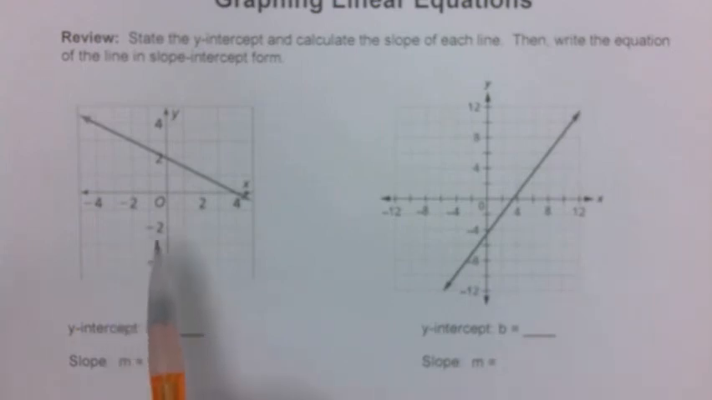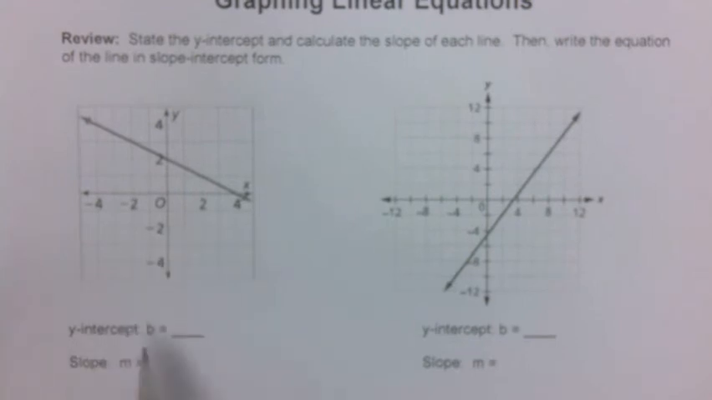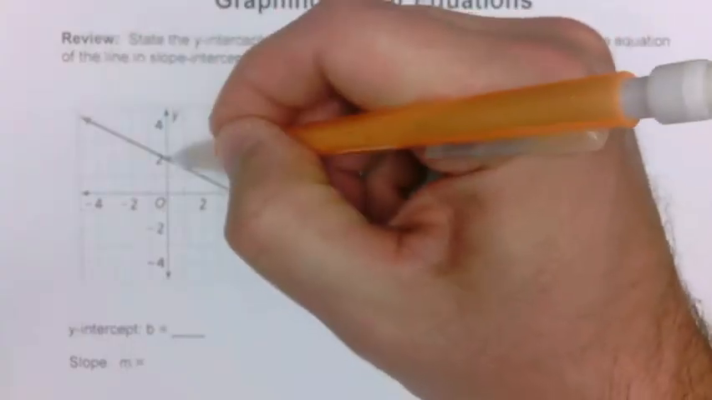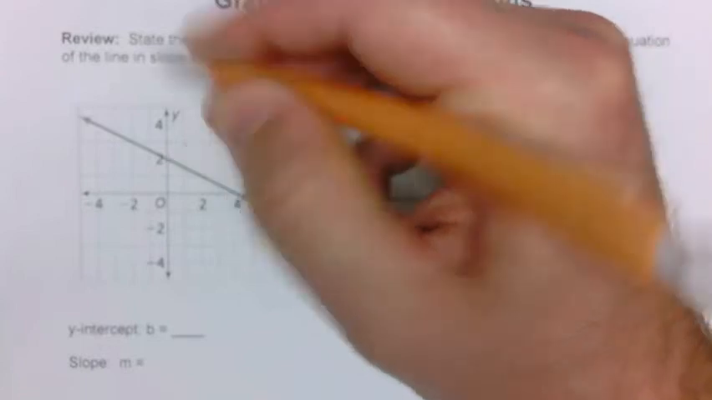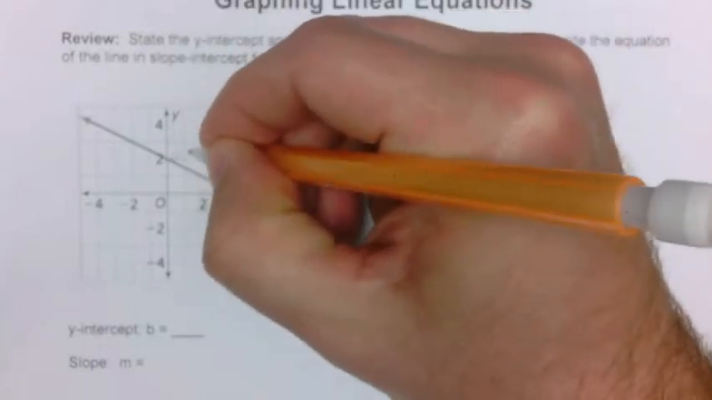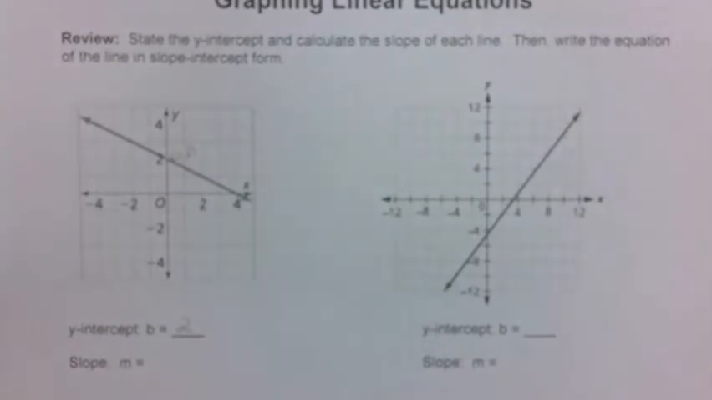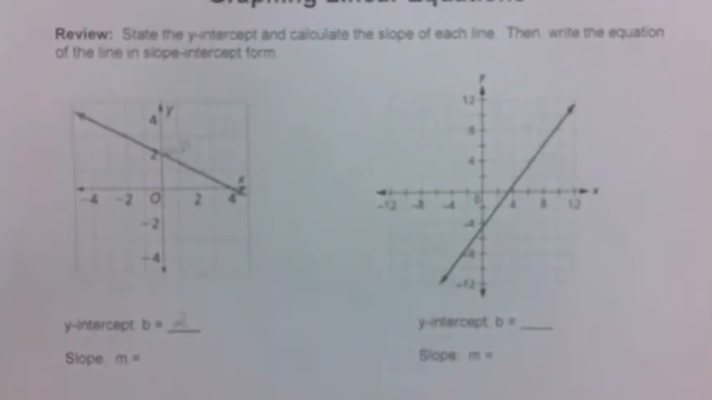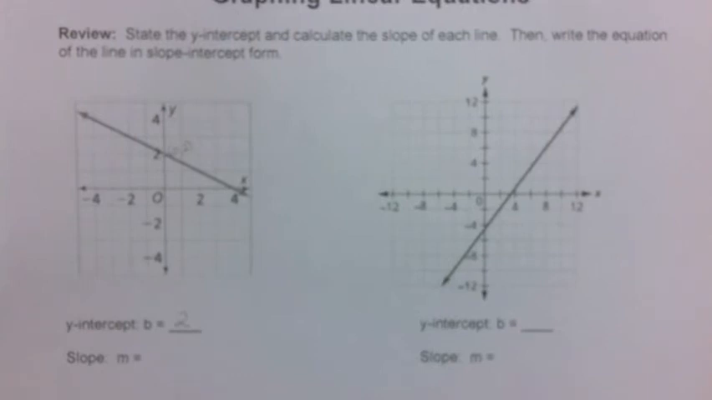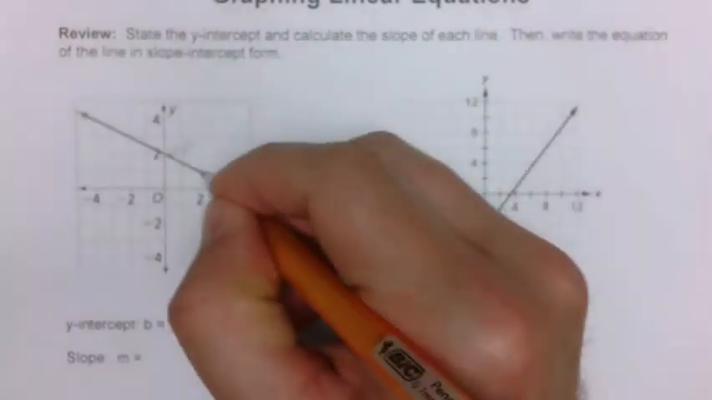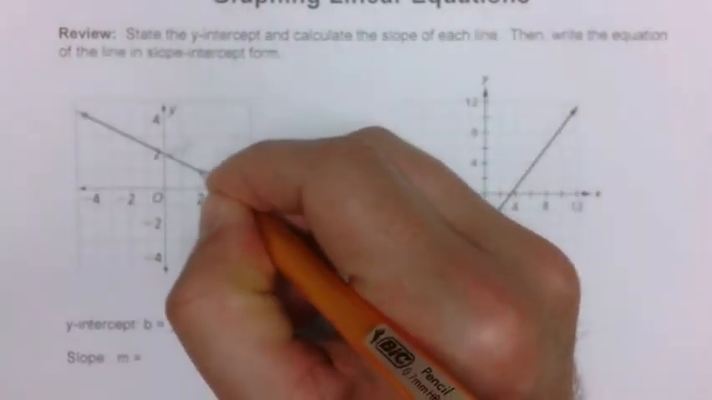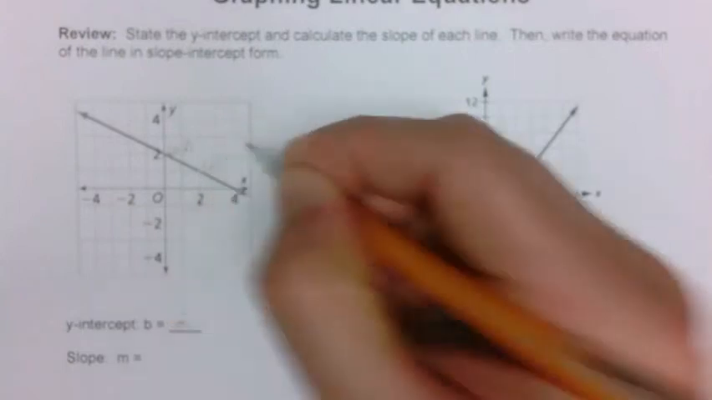So our first graph here, the y-intercept b, the line crosses the y-axis at this point right here, which we can see has coordinates of 0, 2, meaning that b, the y-intercept, will be equal to 2. Now to calculate the slope, I need one other point that this line goes through, and it looks like it goes through this point here, which has coordinates of 2, 1.